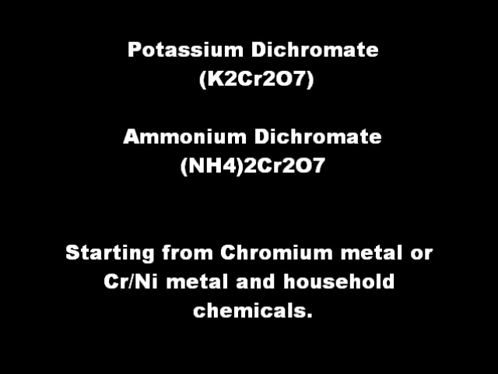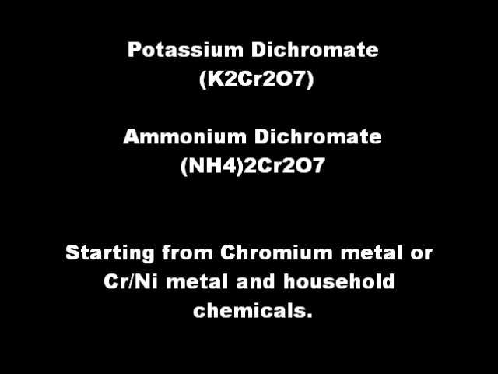I am going to start with this. This is only a kind of preview of what I'm going to do. Nothing visual will be made in this video except what you can see on the screen right now. I'm first going to show you how to make potassium dichromate. This is made from chromium metal or chromium nickel metal and some over-the-counter, easily obtainable household chemicals.